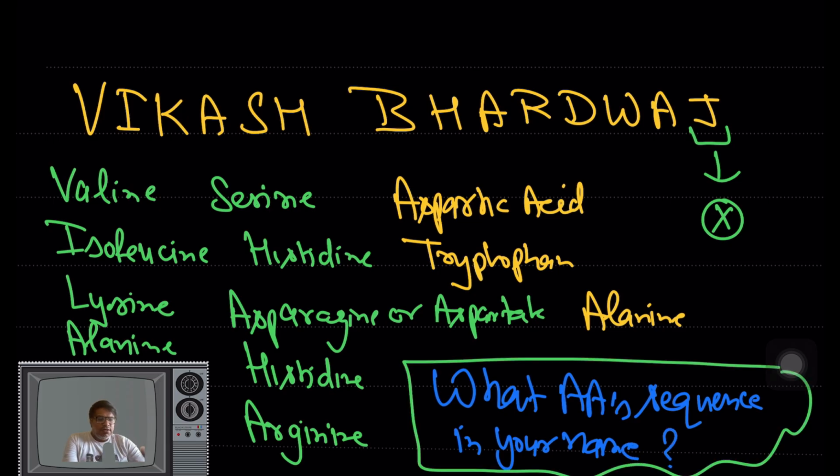Now at the last I will tell you, do this exercise. Just write down your complete name and try to figure out what amino acid sequence is present in your name. You can do this, very much easy. So hopefully you have learned clearly the single letter code for amino acids.